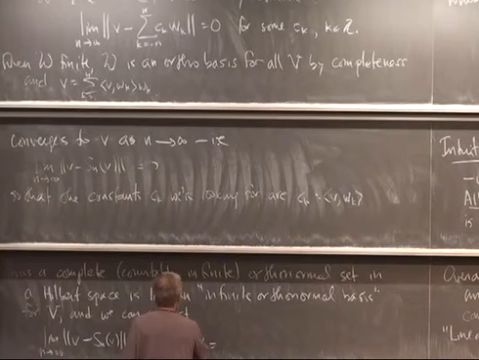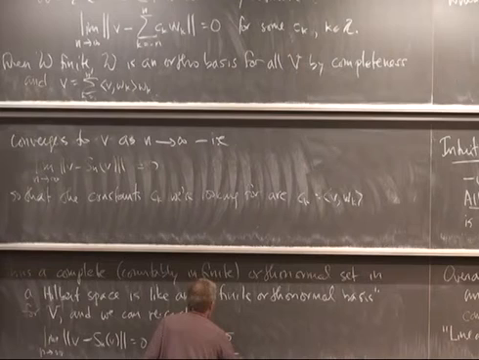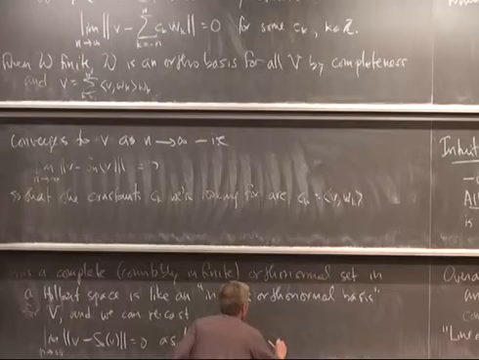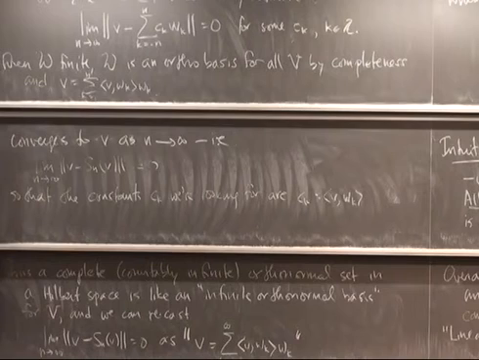V equals the sum from k equals minus infinity to infinity of ck, or of the inner product of V with wk times wk. So really, that expression looks exactly the same as the finite one, except now instead of going k equals 1 to n, we go k equals minus infinity to infinity. All right, so that's the intuition behind this result.